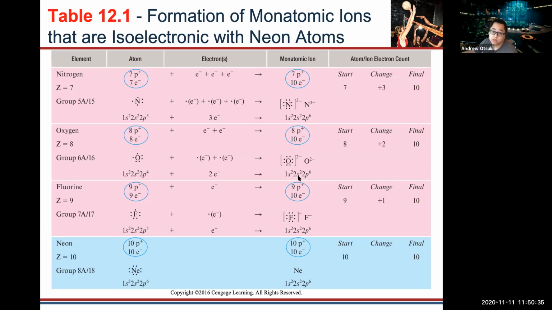1s2, 2s2, 2p6. So when we gain 2 electrons, that means we're going to have a 2- charge. Nitrogen has a 3- charge. So if this looks a little bit confusing, I would work through the homework and go through this chart to make sure you understand what's happening.